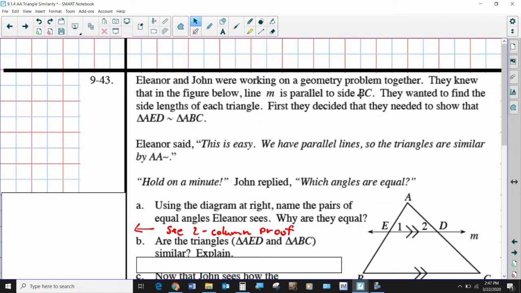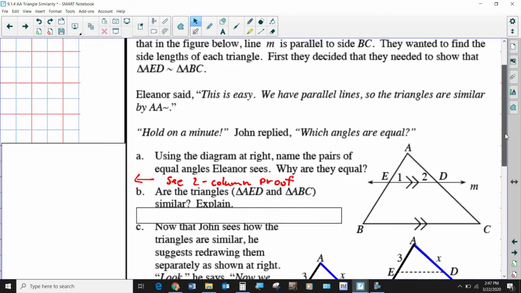All right, Eleanor and John were working on a geometry problem together. They knew that in the figure below, line M is parallel to line BC. So you see line M located here, and BC, they've got those two arrows there signifying that they are indeed parallel to each other. They wanted to find the side lengths of each triangle. First, they decided that they needed to show that these two triangles are similar to each other. So the triangles that they're talking about, this is triangle AED, and this is triangle ABC.